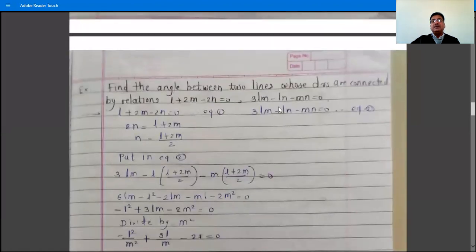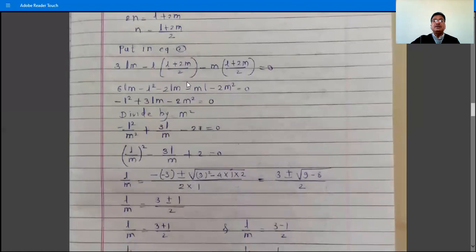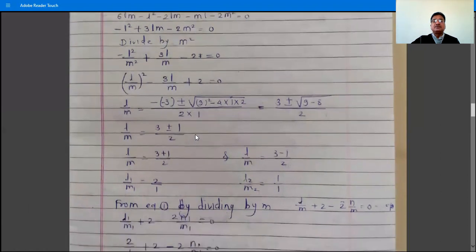Next, find the angle between 2 lines whose direction cosines are connected by these 2 relations. Same procedure, equation number 1 and equation number 2. From equation number 1, find the value of n as (l plus 2m) by 2. Substitute the value of n in equation number 2 and simplify. We have a quadratic equation in l by m. So by dividing by m square, we have (l by m) square minus 3 l by m plus 2 equals 0. And find the 2 values of l by m by using the formula minus b plus or minus root b square minus 4ac divided by 2a.